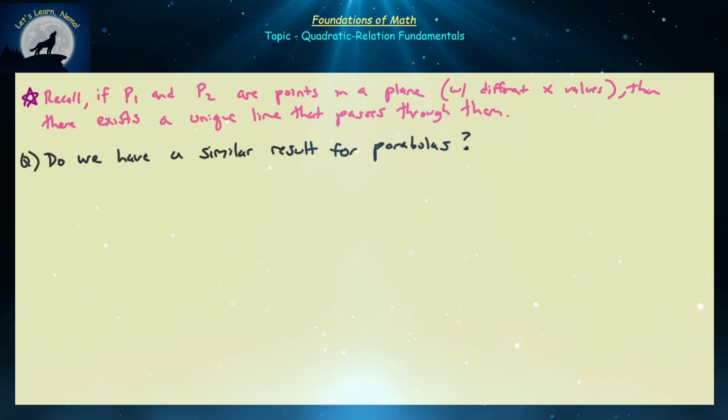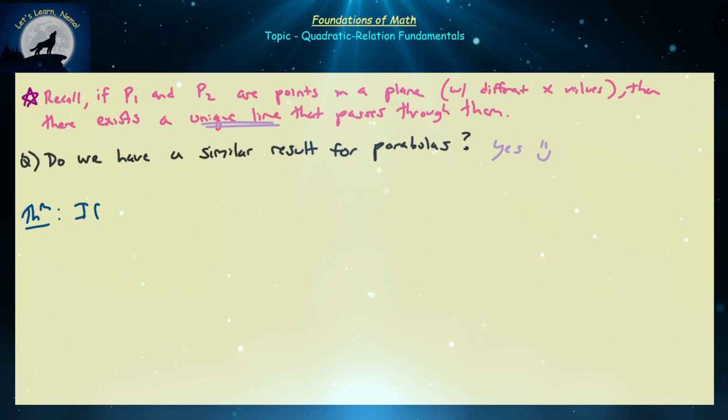So do we have a similar result for parabolas, i.e. quadratic relations? For example, if I give you 2 points or 3 points or 5 points, does there exist a unique parabola that passes through them? The answer for this is actually yes. So let's take a look at what that statement would look like.